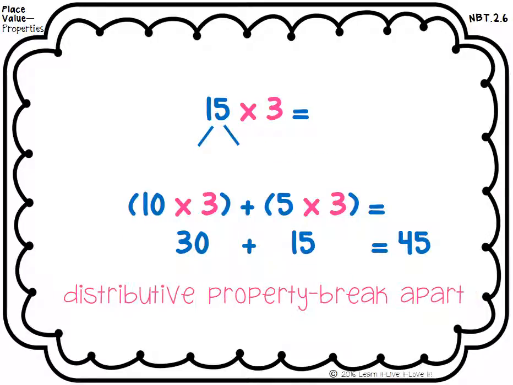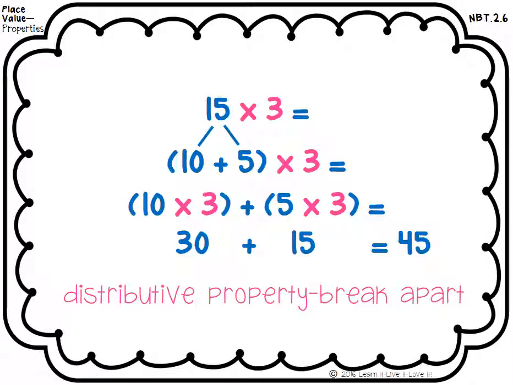Okay, this one is an awesome strategy too. If I'm finding the product of 15 times 3, what I can do is break apart or distribute one of my factors. I can take 15 and distribute it into 10 and 5. 10 plus 5 is going to give me 15. Now, I still have to multiply because I've got another factor that I have to multiply by. So what I'm going to do is 10 times 3 and add it to 5 times 3. So I've got 10 times 3 is 30, plus 5 times 3, which is 15, and that's equal to 45.